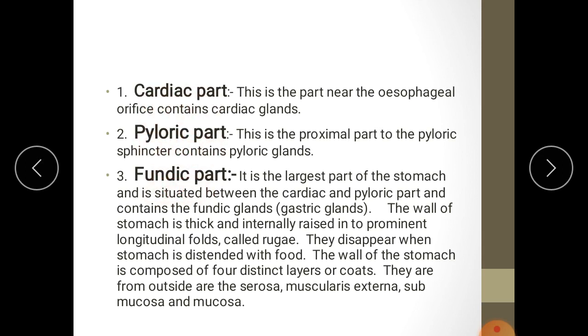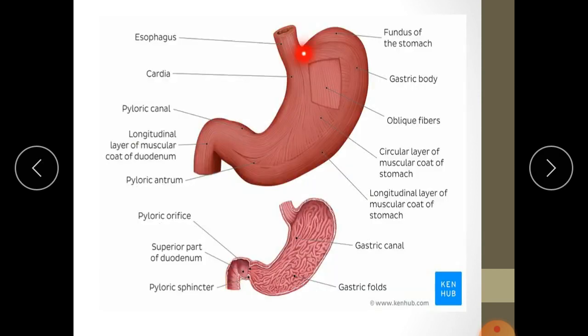What is the cardiac part? This is the part near the esophageal orifice, containing cardiac glands. So where the esophagus is connecting to the stomach, this part is called the cardiac part. Here cardiac glands are present, and oblique muscles are present here. Contraction of these muscles helps in proper mixing of food with gastric juice.